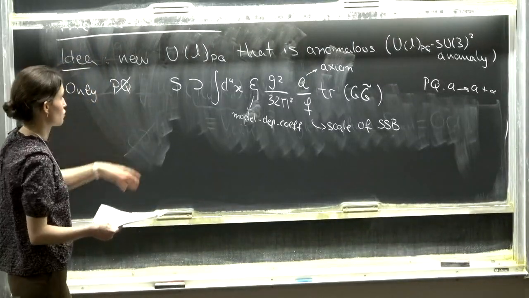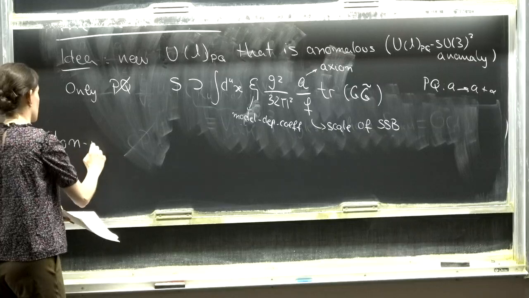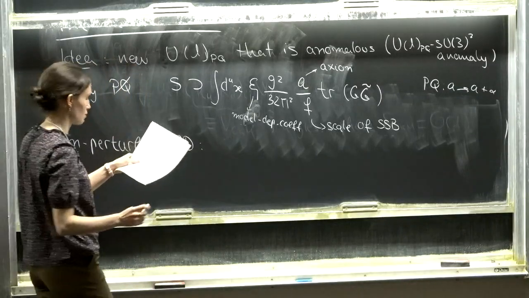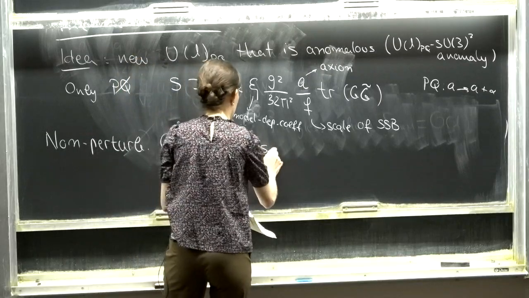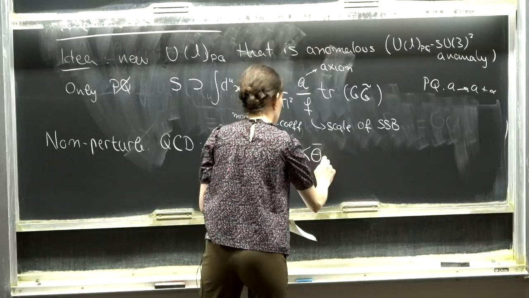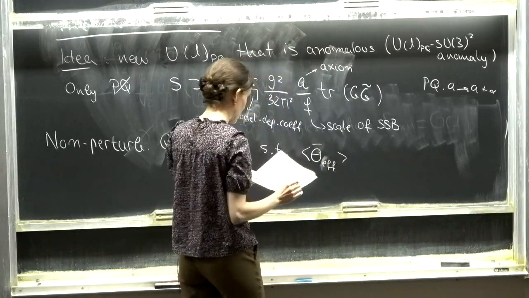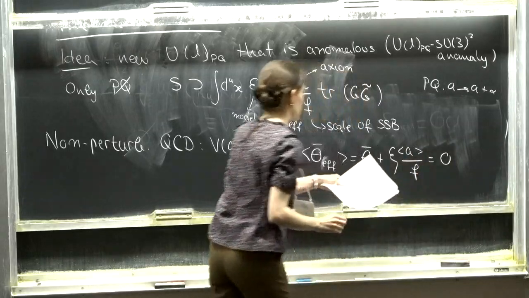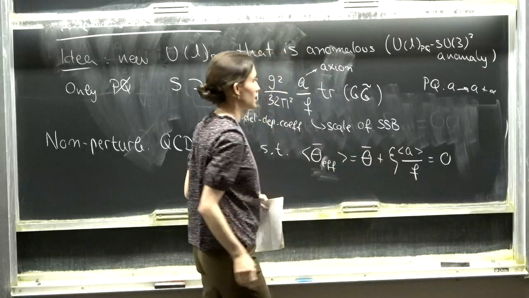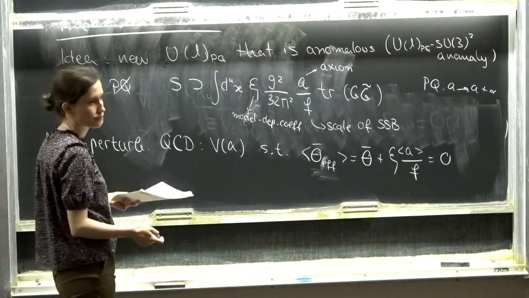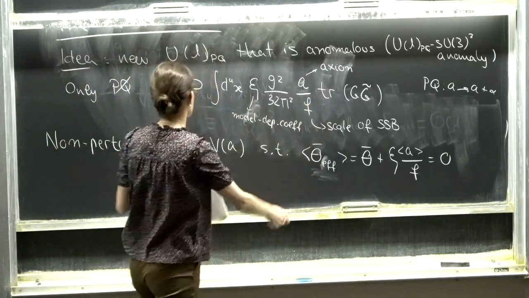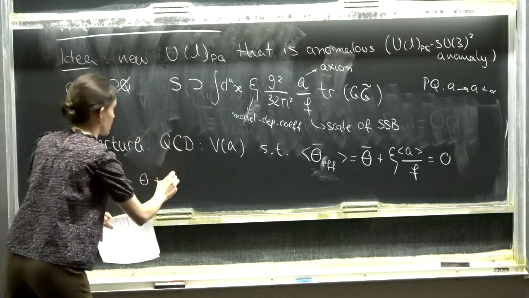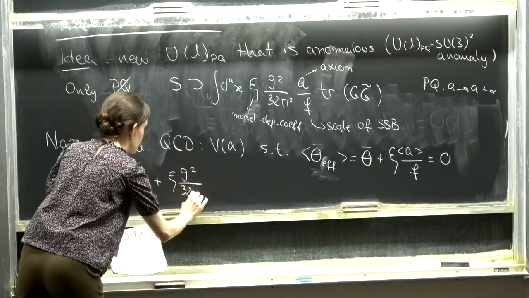So the basic idea is that we introduce this anomalous symmetry, and then non-perturbatively, QCD generates a potential for the axion, V of a, such that the axion gets a vacuum expectation value, and the vacuum expectation value is precisely such that the effective theta bar that we see in our universe vanishes. Okay. So I should have said that if we add a term like this, in total, the coefficient of that G G dual term will no longer be theta, but it will be, sorry.